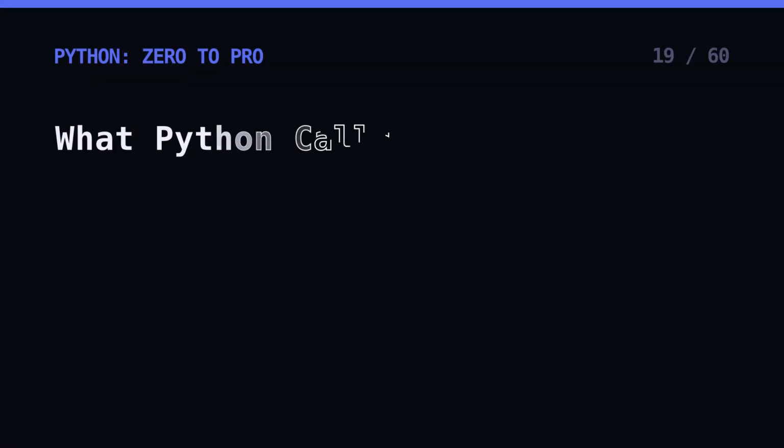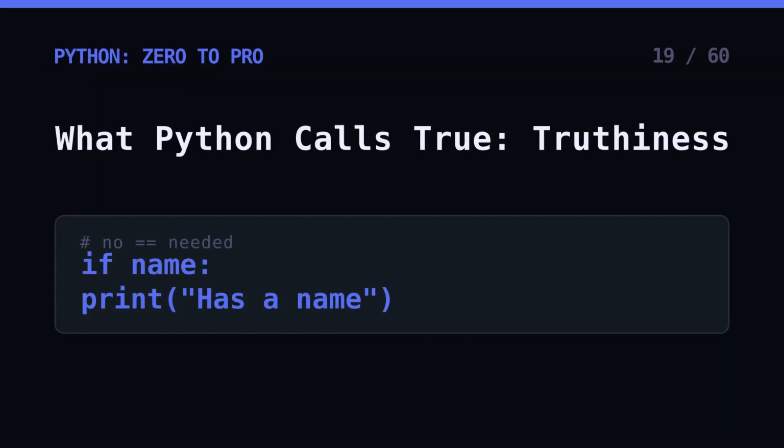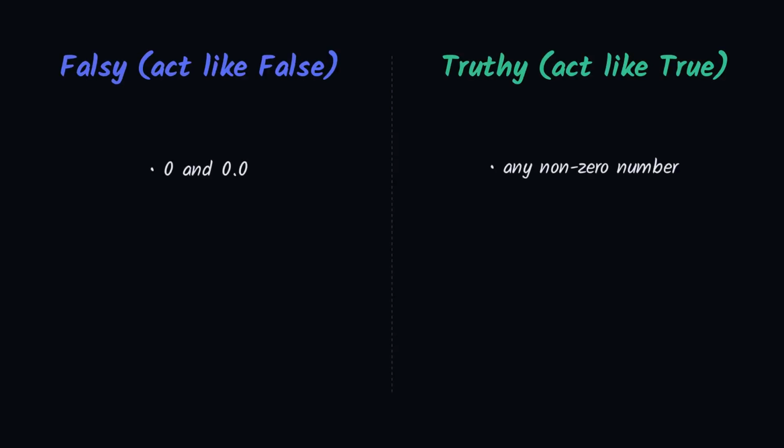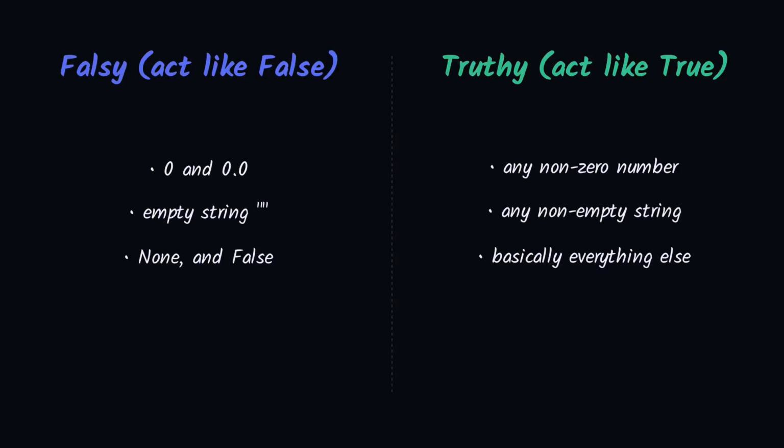Every value in Python has a truth value. We call it truthiness. There's a short list of falsy values. Learn it once: a tiny handful of values are falsy. They behave like False: 0, an empty string, None, and False itself. Everything else is truthy. Any number that isn't 0, any string with even one character. Memorize the short falsy list, and the rest is just "not that."